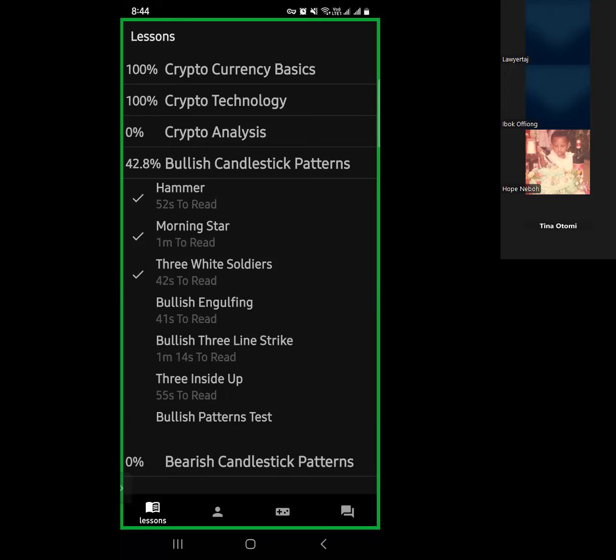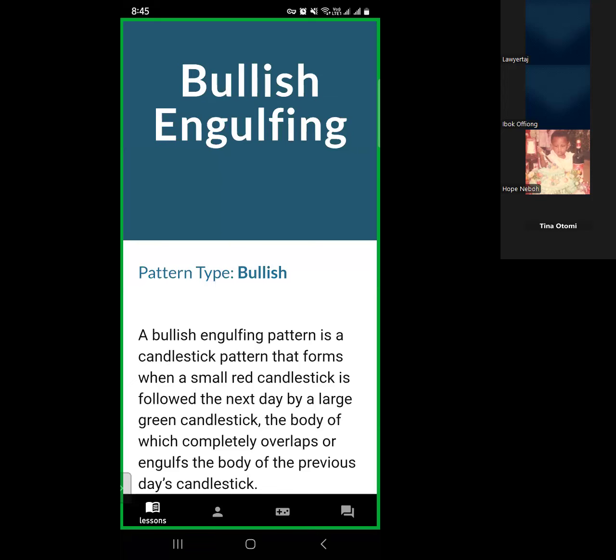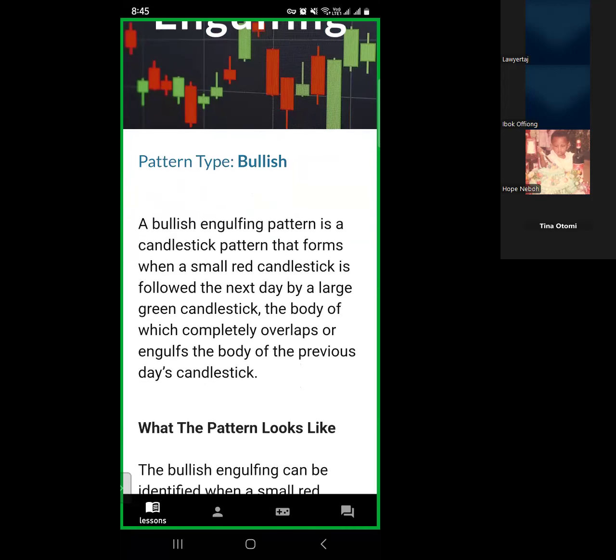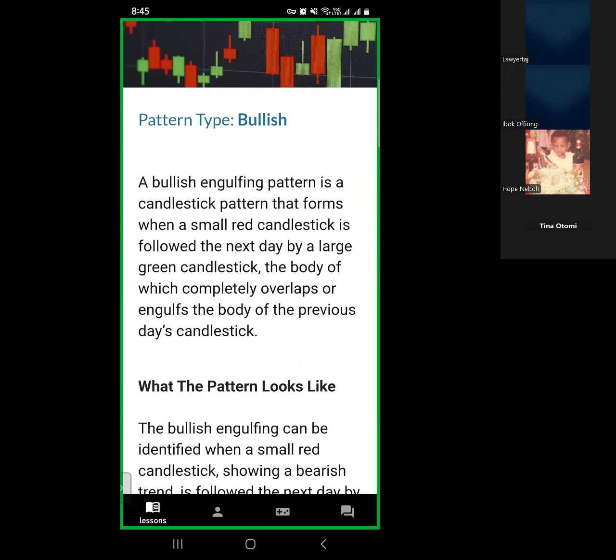Bullish engulfing. Remember how I taught you, when word look big, break it down small, small. Bullish. Market, they go up. Engulfing. Engulf. The N and the gulf. They gather. They spread everywhere. So let's go. Bullish engulfing. A bullish engulfing pattern is a candlestick pattern that forms when a small red candlestick is followed the next day by a large green candlestick, the body of which completely overlaps or engulfs. You see, now where the engulf comes from?